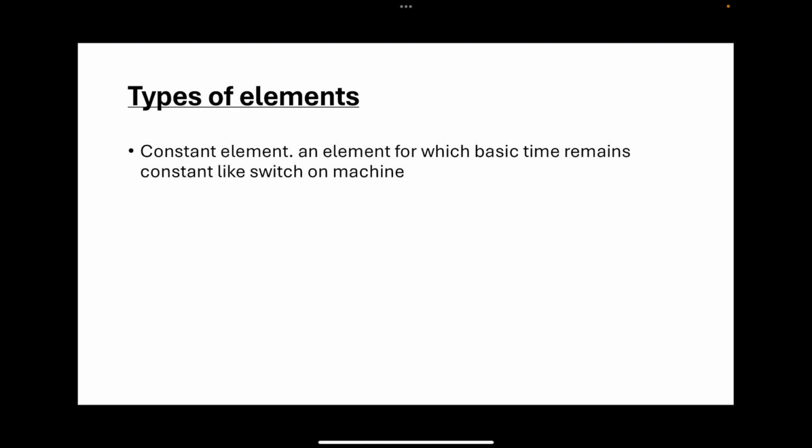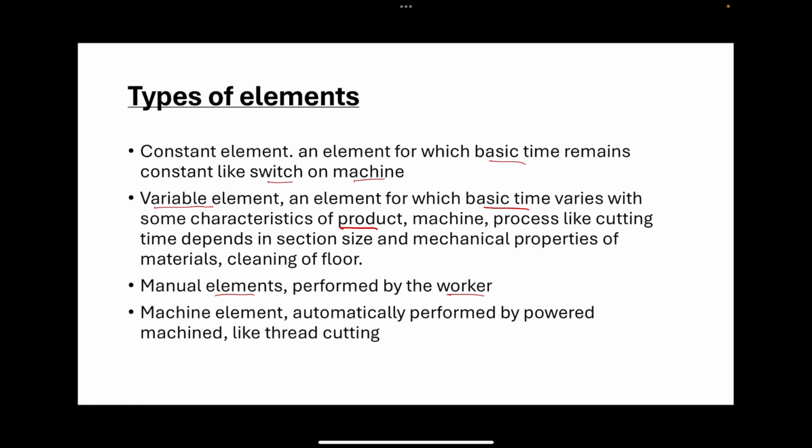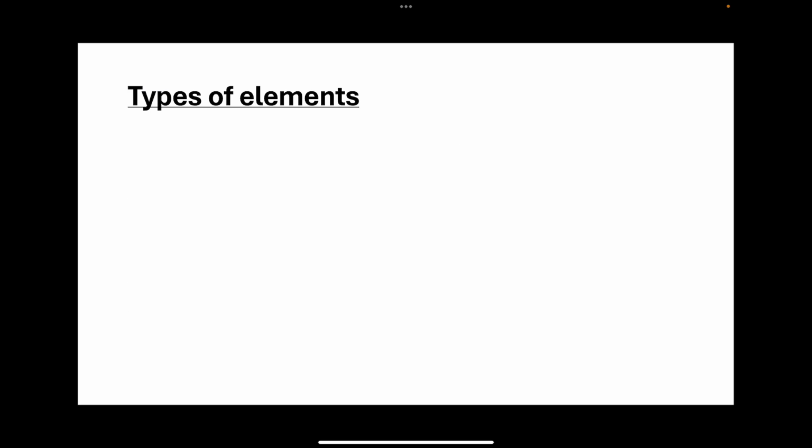And you have the constant element, an element for which the basic time remains constant, like switching on a machine. So it will not vary. It has the same time. And then you have the variable element, an element for which the basic time varies with some characteristics of the product. That means it depends upon the size, the properties of the material, etc. And then you have manual elements, which are performed by the worker. And then you have the machine element, automatically performed by a powered machine, like thread cutting.